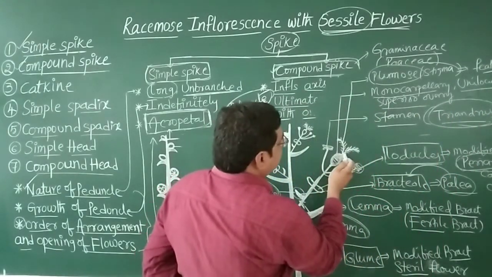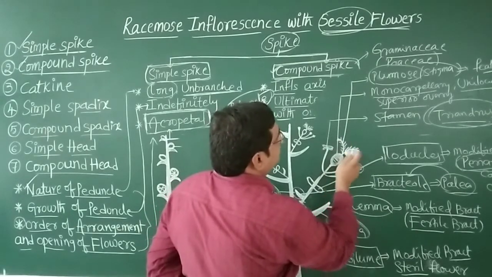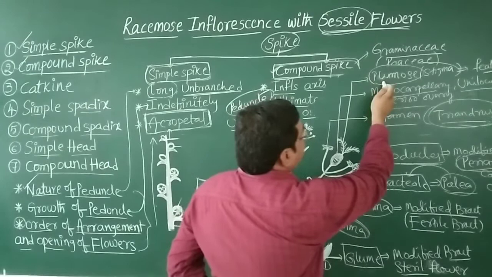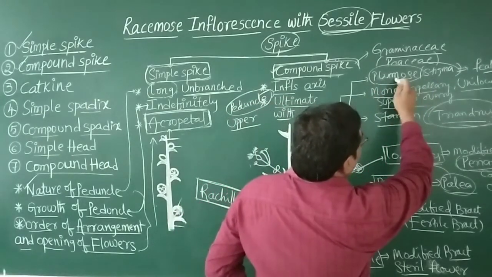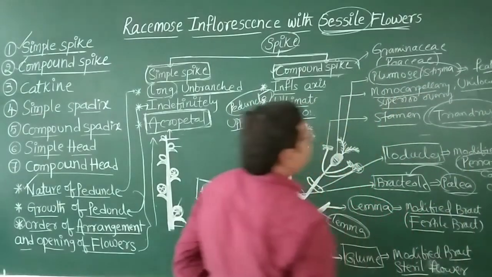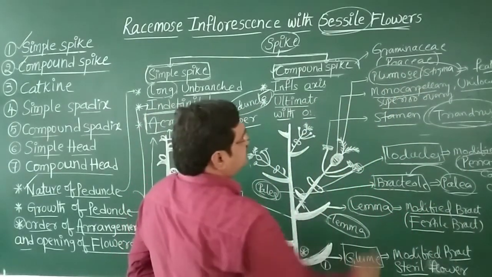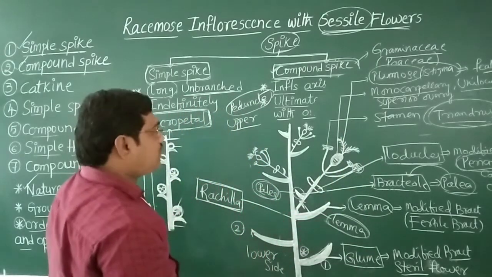Stigma and style are also present. The stigma is modified into plumose, that is, a feather-like stigma. So this is the complete structure of the compound spike.